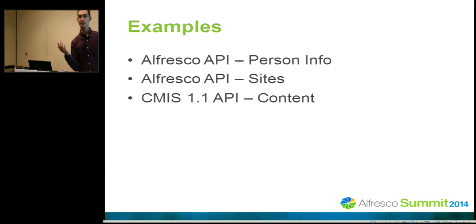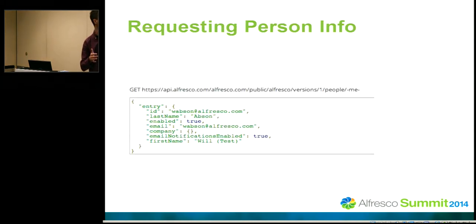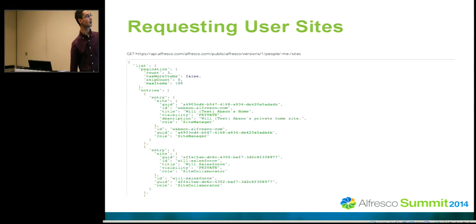Now, I'm going to show a couple of examples of what you get back from the API, so you can get a flavor of each of those three APIs. So first, we'll look at the Alfresco API. We're looking up information on the current user. So this is myself. I'm authenticated via OAuth, and I'm using that special "me" placeholder to return information on myself, but that could be any cloud username that I put there.